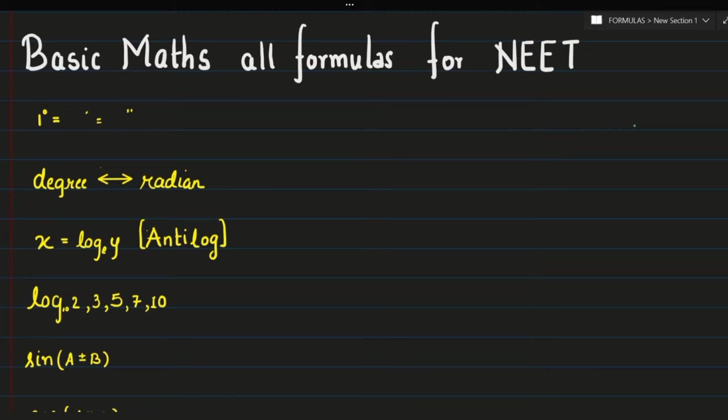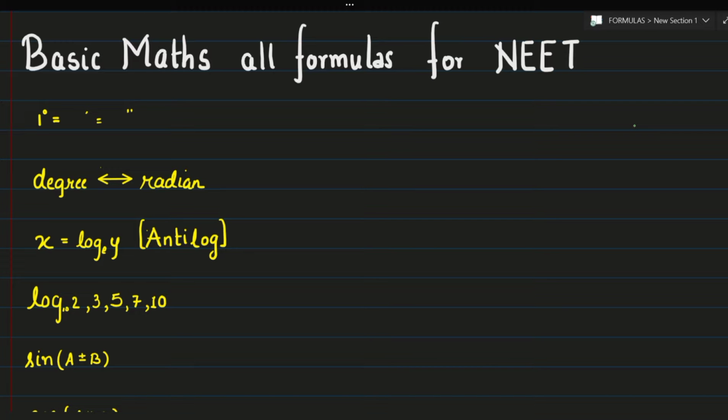Today we are going to discuss all the basic maths formulas which are required for NEET. Here are all the basic formulas such as conversion from degrees to minutes and seconds, removing anti-log, formulas of expansion for sine 2 theta, cos 2 theta, and values of log. These are also required in physics as well as the physical chemistry part. So it is quite important that all the basic maths formulas are covered before any topic is taken up.